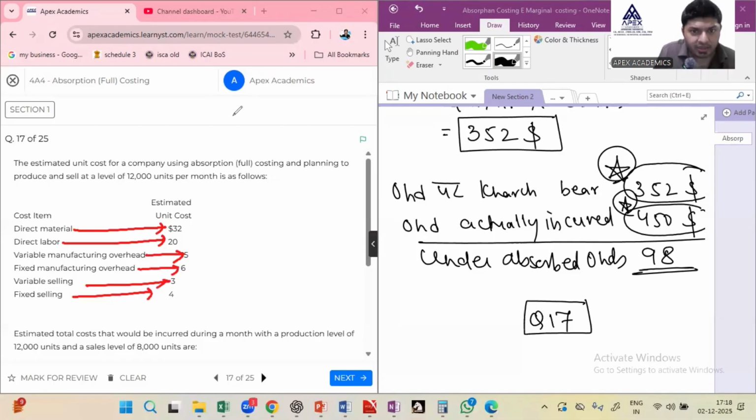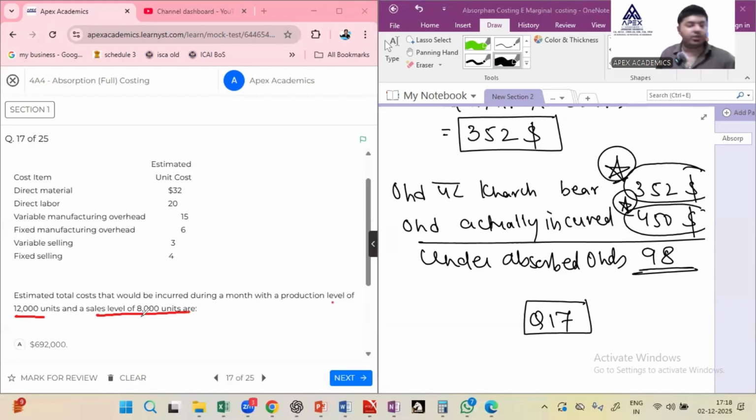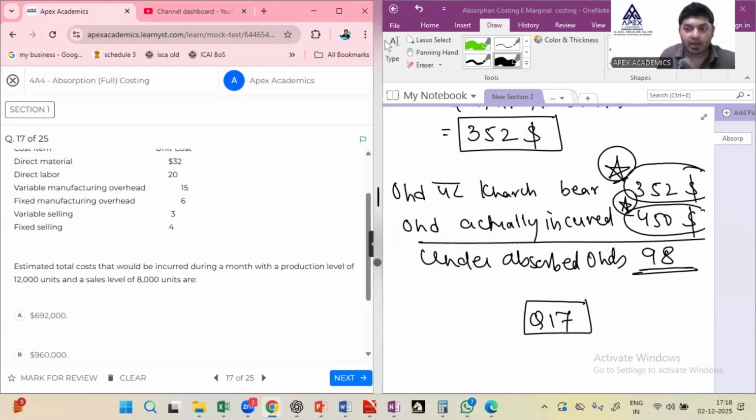Now please continue to pay attention. The estimated total cost that will be incurred during the month when the production level of 12,000 units and sale level of 8,000 units is there. They are asking you the total cost. Please pay attention. They are asking you a total compilation.